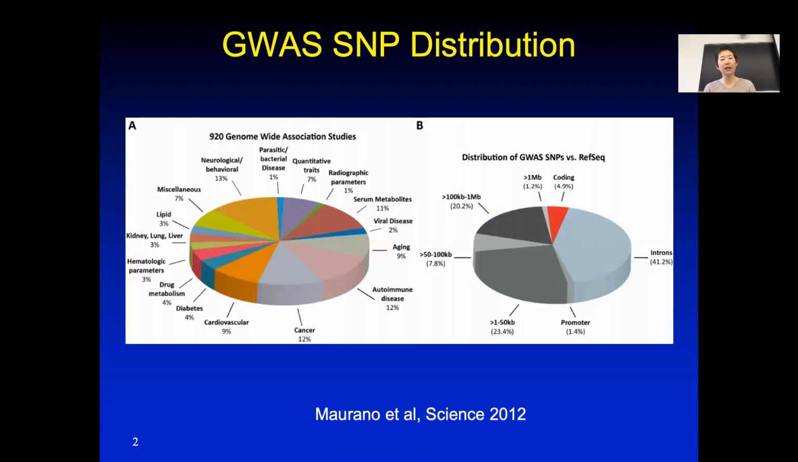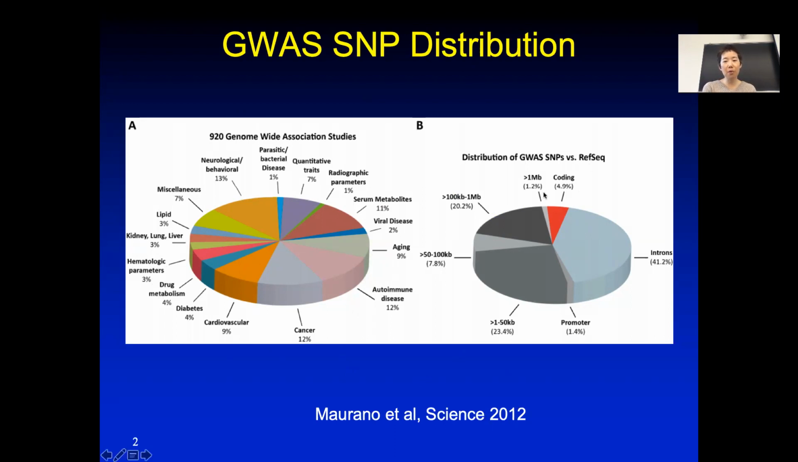So as we mentioned, the number of GWAS studies has increased drastically over the years, and there are many GWAS SNPs that have been identified to be associated with disease. If you look at the total number, well, this is a 2012 paper, you can imagine this continues to grow. On the left side, this shows the number of GWAS studies associated with different types of phenotypes or diseases, whereas the right shows, if we look at all those GWAS hits, where they are.